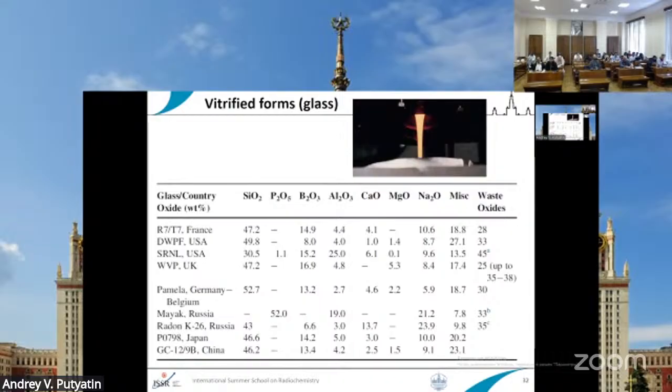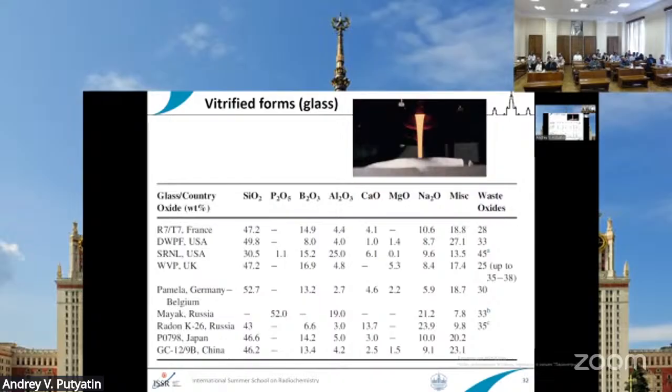So depending on the composition of radioactive waste, you can change the components, the ratio between components of the glass matrix, to have better compatibility of the components of the radioactive waste with the components of the glass. Not all the radionuclides can be immobilized in glass materials. For example, molybdenum, sulfur, technetium, chlorine, carbon, of course, they cannot be immobilized in glass.